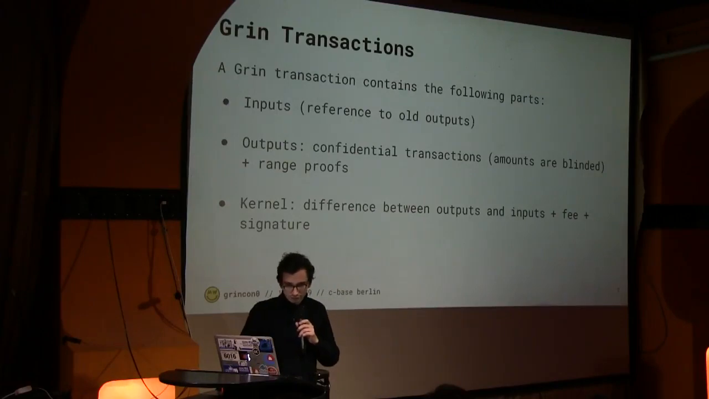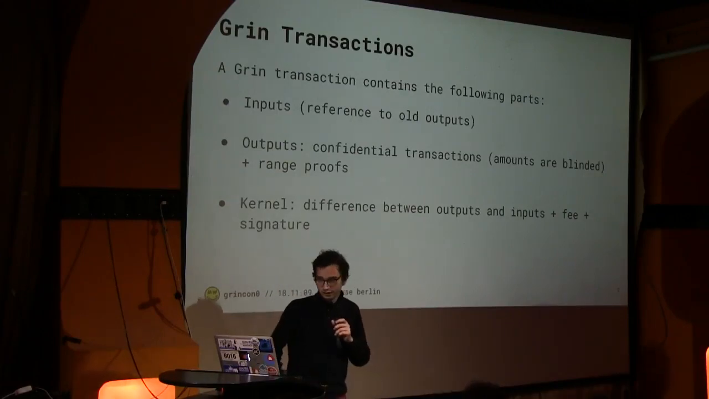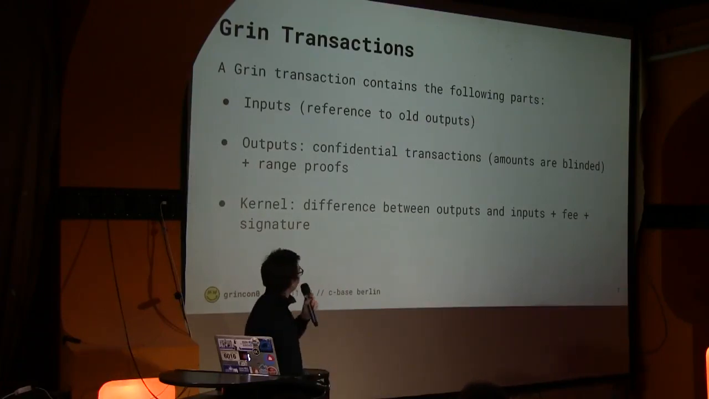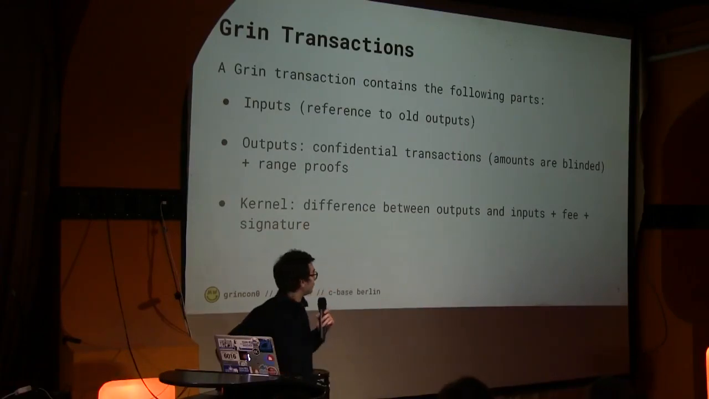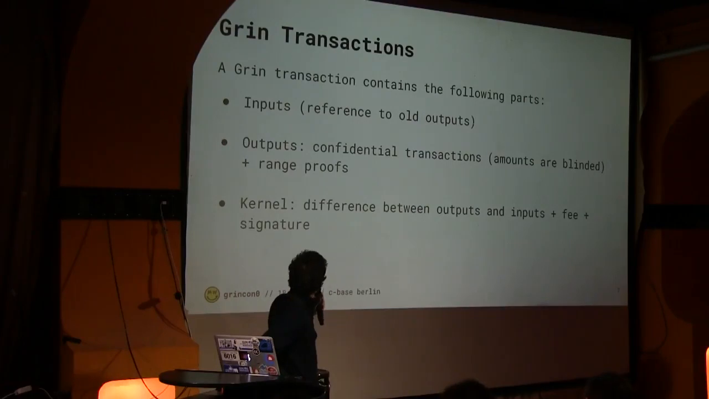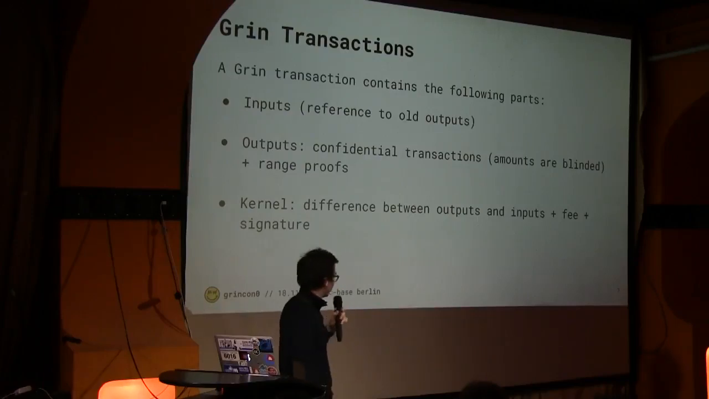Grin transactions are made of three parts. There are the inputs, which refer to old outputs. There are the outputs, which are confidential, meaning that you cannot see the recipient or the amounts. There is a range proof attached to each. And there is a kernel, which is the difference between outputs and inputs, plus signatures.